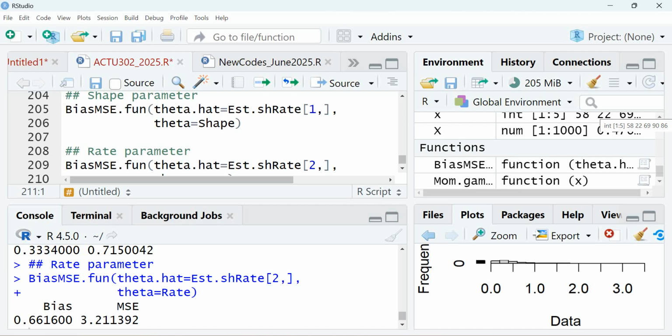So in MLE, what is the principle? Maximum likelihood estimation. What principle do we use there? We talk about the regularity conditions. What are they?